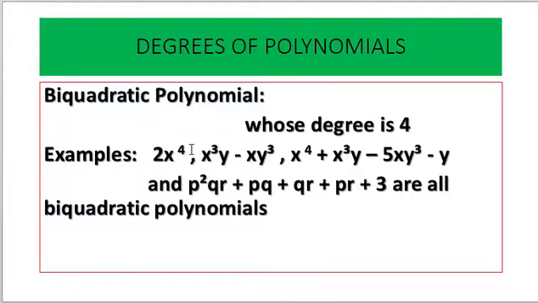Now consider the examples. 2x raised to power 4. 2 is a coefficient, but it has a power 4. Here x raised to power 3y, so add the power 2 and 1, 3. Here we also add the power 1 and 3, that is 4. X already has power 4. Here we will add the power 3 and 1, 4. Here we will add the power 1 and 3, that is 4. Then here we will also add the power 2, 1, 1, so 2, 3 and 4. So students, these are all biquadratic polynomials.